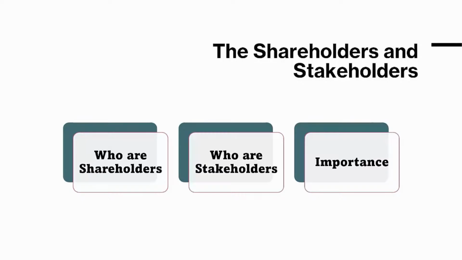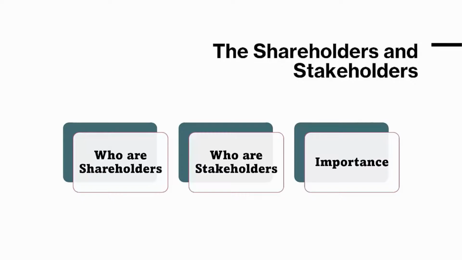Stakeholders include employees. Their jobs and income depend on the company's success. Customers. They rely on the company for quality products or services. Suppliers and vendors. Their business depends on the company buying their products or services. Creditors and lenders. These are banks or other entities that have loaned money to the company and expect it to be repaid. The community and environment.